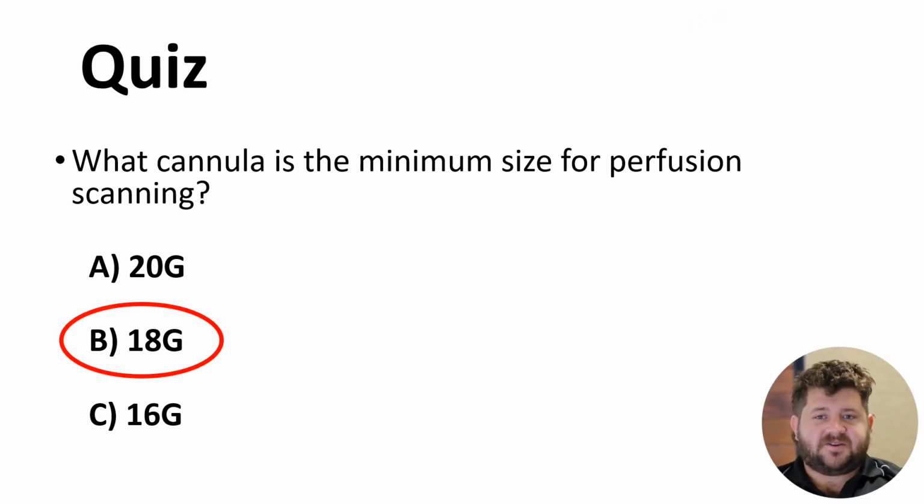So a bit of a trick question here. We asked for the minimum size for perfusion scanning, so the minimum size is an 18 gauge. We can't inject through a 20 gauge. But considering a 16 gauge is bigger than an 18 gauge, we can actually use that. So although we can use a 16 gauge and an 18 gauge, the minimum size required is an 18 gauge.